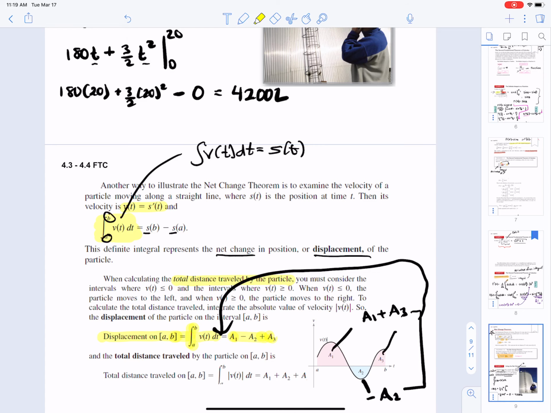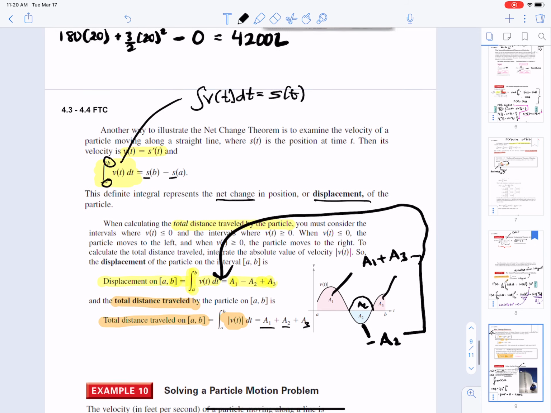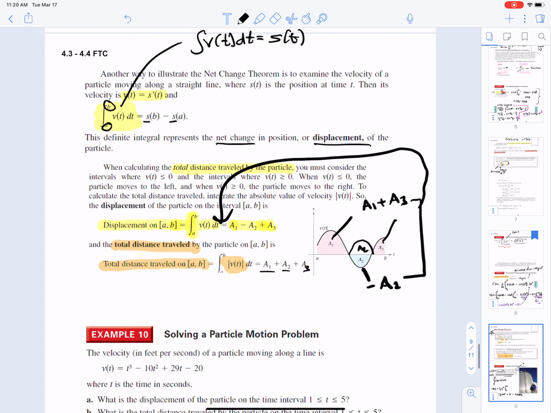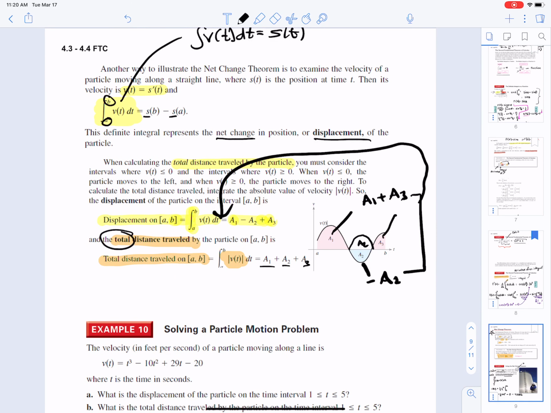But if I was interested in finding total distance, which is something different, I need to do the absolute value of the velocity function, which means that this bottom half is sort of flipping up, and I need to add up all the areas, A1, A2, A3. So be careful when they ask you the total distance versus the net change. Anytime they use the word total, you need to remember you're having sort of an absolute value of your velocity function in there.